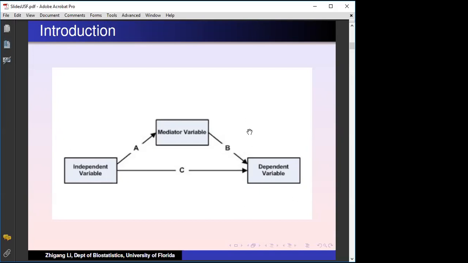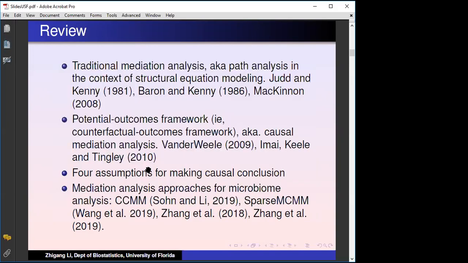So as long as those four assumptions are satisfied, then you can use this triangle model to estimate the mediation effect of this intermediate variable. And that can be considered as a causal mediation effect. Now, these mediation analyses have been well established in the literature. As you can see here, people have started to study mediation effect a few decades ago. But as new data comes out, new challenges arise.